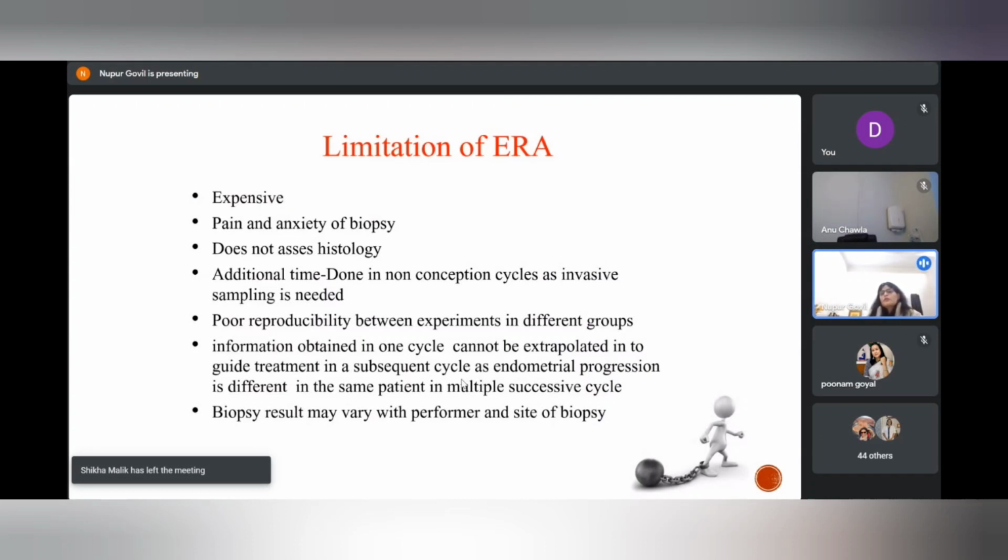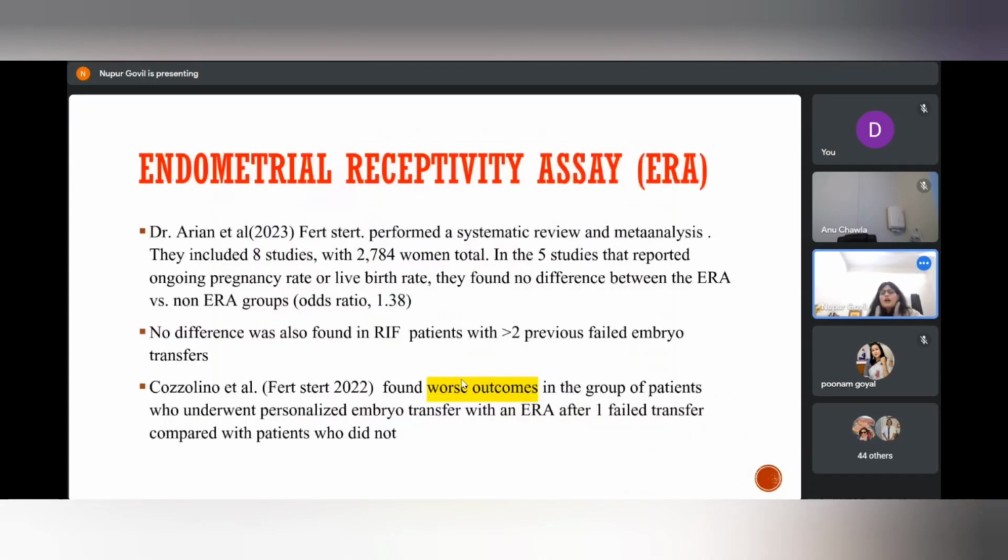You have to freeze the embryo. Recently there is a lot of evidence coming up that ovulatory cycles are better for implantation and for perinatal outcome. And it has been found that biopsy results vary from cycle to cycle in the same patient. So there is poor reproducibility between experiments and different groups.